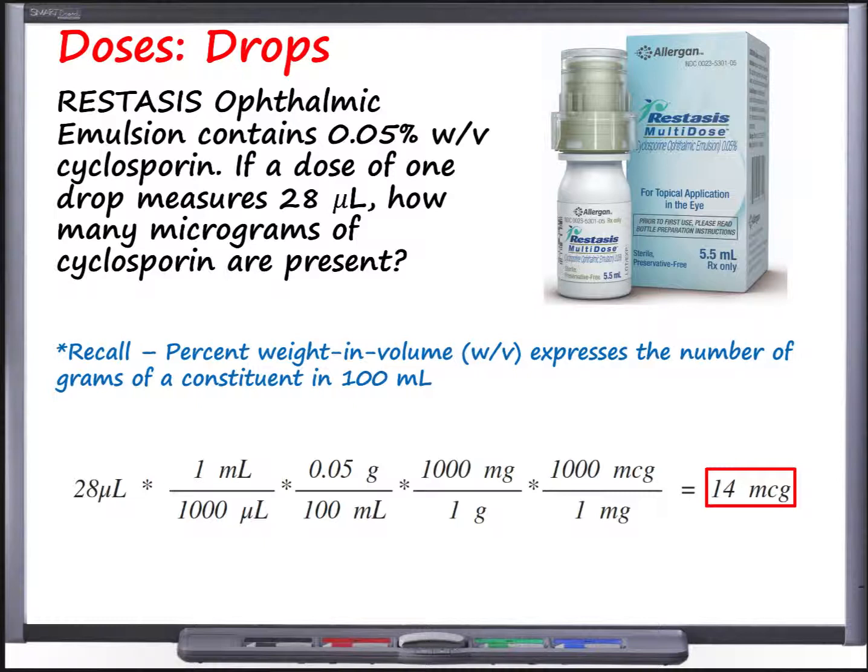And you can see if you do that math all the way across and check all your units canceling, the only units left would be micrograms, and the answer would be 14 micrograms. Okay, and that's the end of that question. We'll move on to the next.